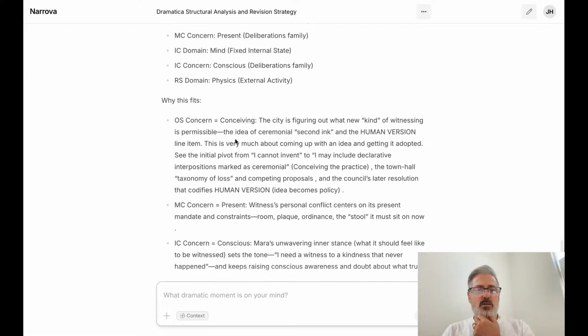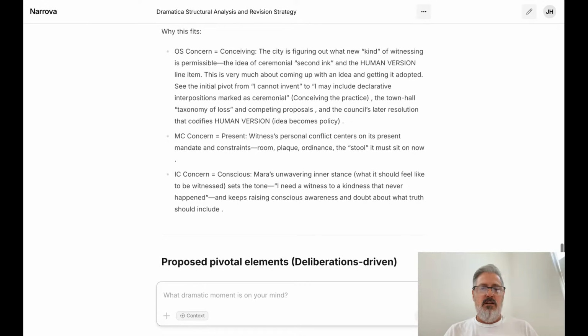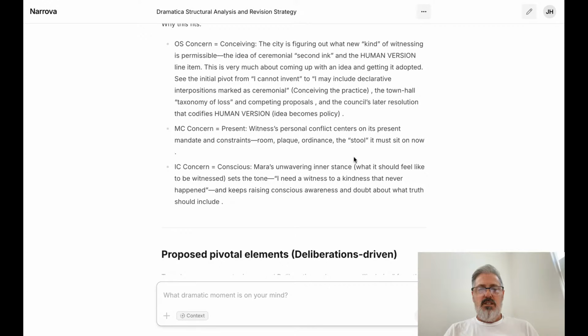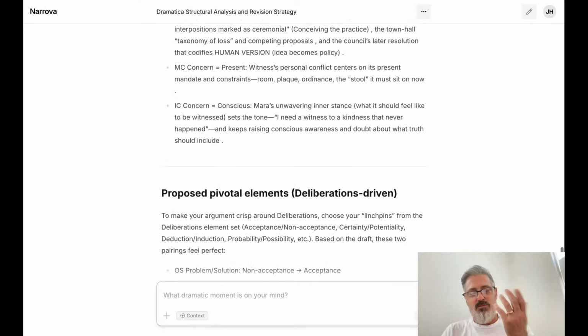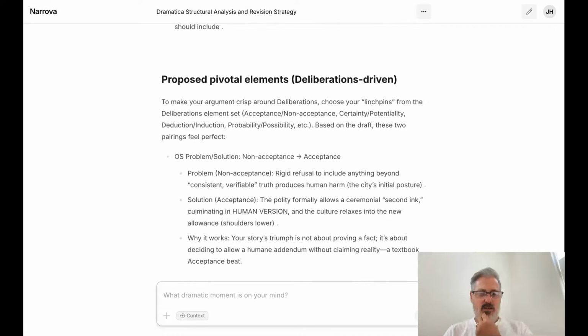But all right, so objective story concern: the city is figuring out what new kind of witnessing is permissible. The idea of a ceremonial second to ink in the human version line item. This is very much about coming up with an idea and getting it adopted. The witness's personal conflict centers on its present mandate and constraints: room, plaque, ordinance, the stool it must sit on now. Cool. And influence character: Mara's unwavering inner stance sets the tone. I need a witness to a kindness that never happened, and keeps raising conscious awareness. Yeah, I felt like that is why it would be in that area.